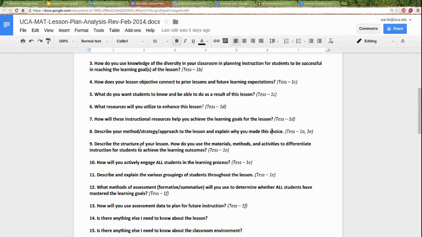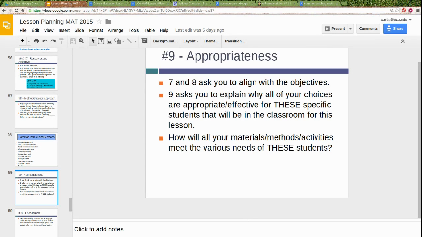Number 9 is more of a catch-all. It says, all right, so you've got some materials you're using. You've got a method that you're using. You've got some activities you've planned. How are you using all these things to differentiate instruction for students to achieve learning outcomes? Don't let this make your head spin. This is just all about appropriateness.